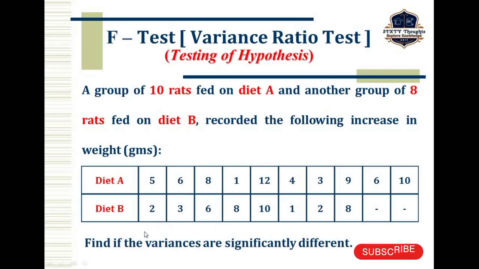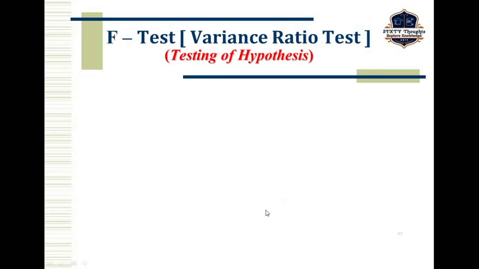Find if the variances are significantly different or not. So how to solve this problem? This F test is nothing but what we are going to discuss: whether the two normal population variances are significantly different or not. So first we write the given values.